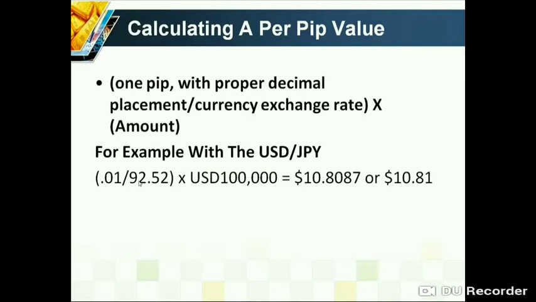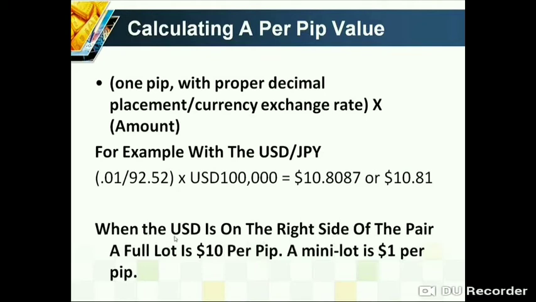In this case, it's 0.01 divided by the exchange rate. If it was 92.52, we would divide by that and then multiply by the amount that we're trading. So if we were trading 1 lot, we would multiply by 100,000, and that would give us the per pip value of $10.81, or 1081.